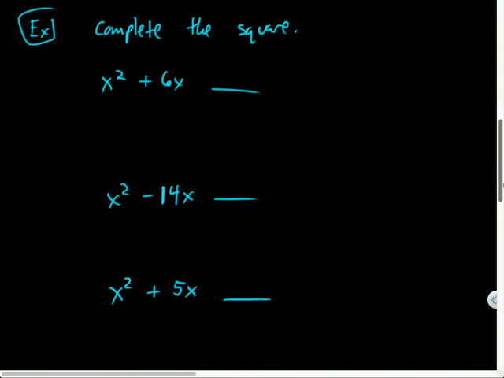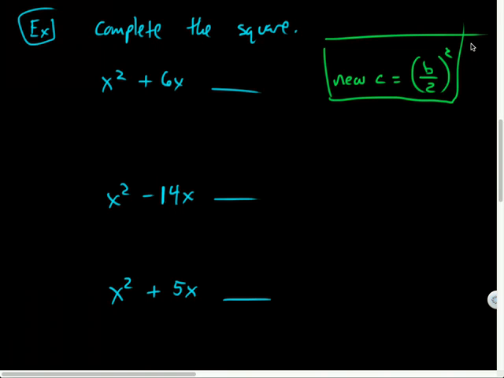So complete the square. The rule was to find the new c term. So the new c was equal to what? B divided by 2 and squaring it is how we find our new c term. So for this problem here, what is b? Yeah, 6. So my new c term is going to be 6 divided by 2 and squared. So that's 3 squared, which is 9. So adding 9 would give me a perfect square trinomial.